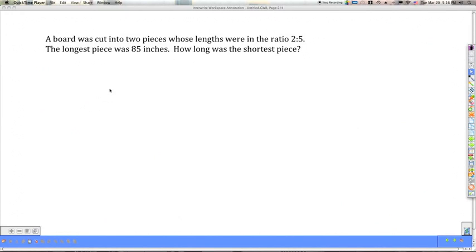Here's some examples of word problems using ratios. The board was cut into two pieces whose lengths were in the ratio 2 to 5. The longest piece was 85 inches. How long was the shortest piece?